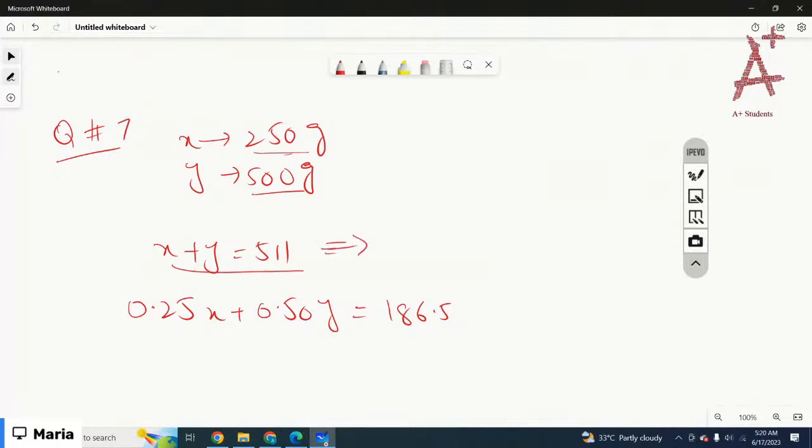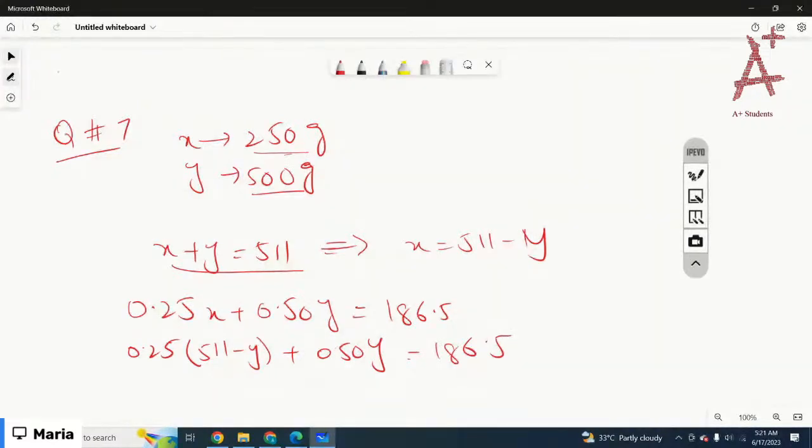It would be x equals 511 minus y. Got it? Now just substitute this 511 minus y in the second equation and solve the equation for y. It would be 0.25 times 511 minus y, plus 0.50y, equals 186.5. Got it? Let me just do the calculations.